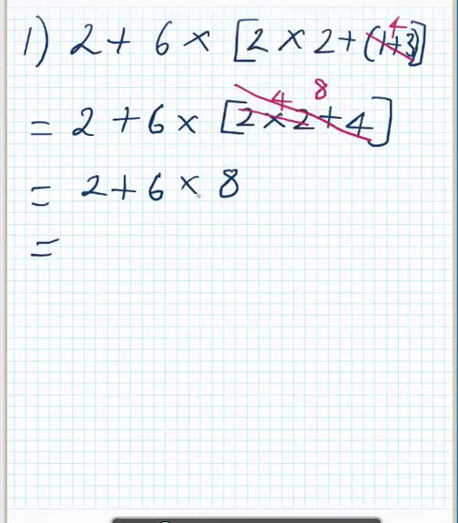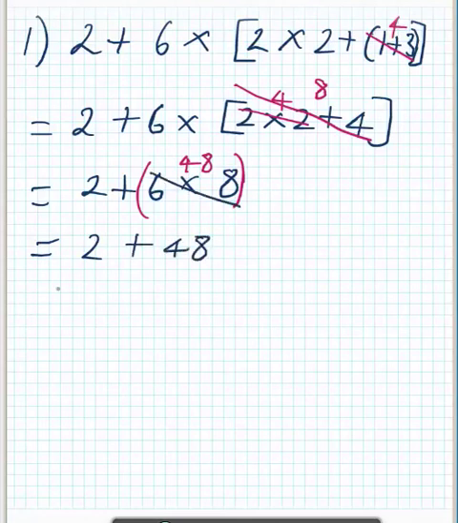Our next step is we've got addition and multiplication. So what comes first? We know multiplication comes first. So I must go 6 times 8 first. That leaves me with 48. So we're almost there. So we have 2 plus, brackets now gone, and we're left with 48. And finally, 2 plus 48, that is 50. And that should have been your final answer.